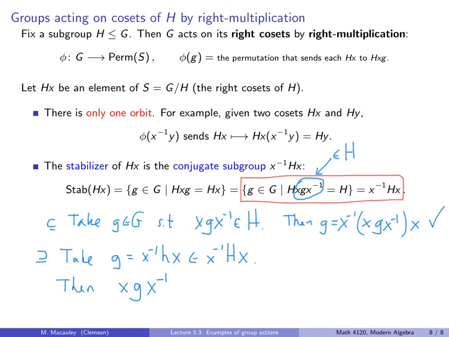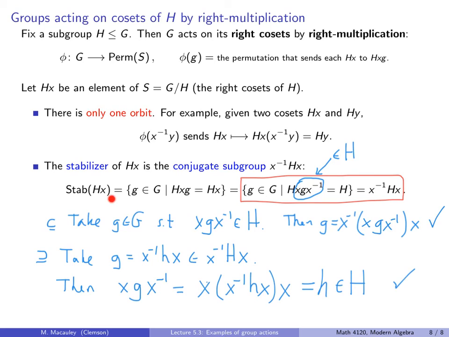So let's write it out. x, g, x inverse equals x, well, what's g? g is x inverse hx, times x, and that's clearly equal to h, which is in the subgroup H. So there we have it. Both of those were pretty much straightforward. They had to do with the fact that here we're conjugating by x, and then we conjugate by x inverse, and so the x's are going to cancel. So these two sets are indeed equal.